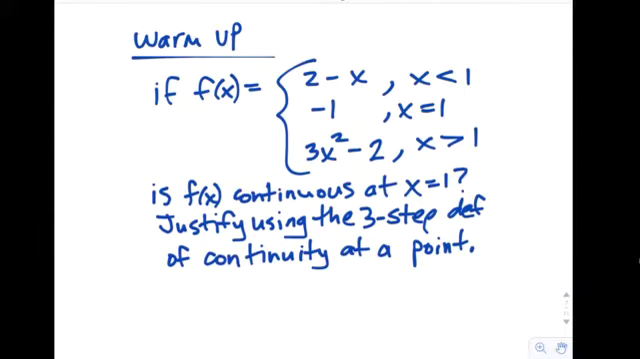Okay, we have a piecewise function. It's a three-headed puppy dog, and it's part line, a single dot, and part quadratic. So to the left of one, it's the line with a negative slope. It's defined to be the point 1, negative 1, and then to the right of one, it's the parabola opening up. Is it continuous or not?